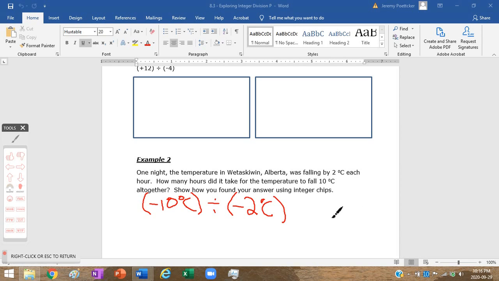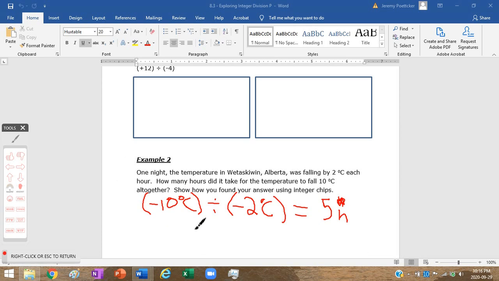All right, how many hours does it take to drop that negative 10 degrees Celsius? Now, I think you can probably say, well, sign rule. 10 divided by 2 is 5. Negative divided by negative, that's going to be positive 5 hours. Yes, it's going to take positive 5 hours. And not a degree Celsius, but an hour. Sorry, wrong unit.